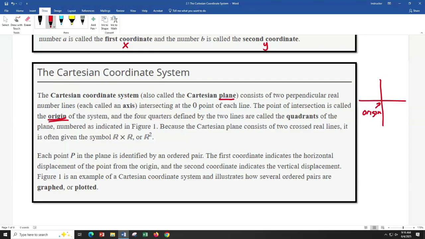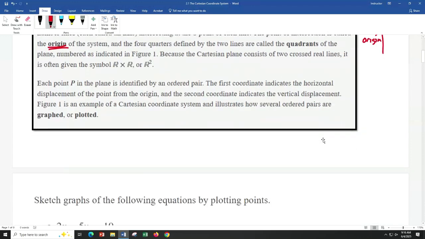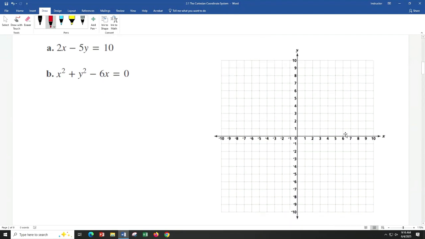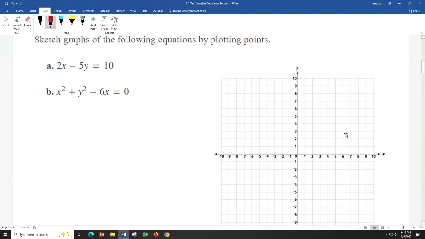Now, I promised I was going to show you the quadrants. I will show you that in the next example. So, looking here, going to graph this. I'm going to graph A on this first part here, and then we're going to graph B. A should be easy enough, so we're going to do A first. Now, just real quick, to do our quadrants.